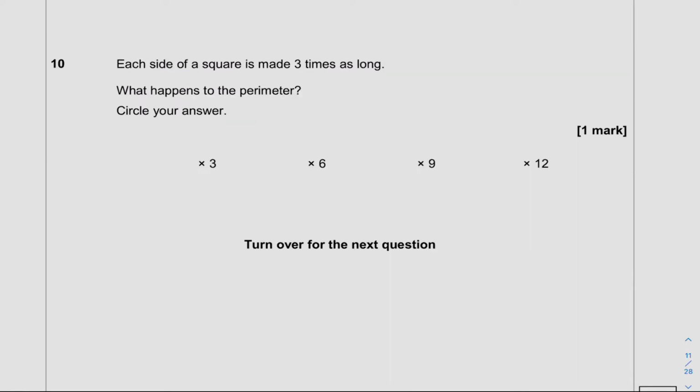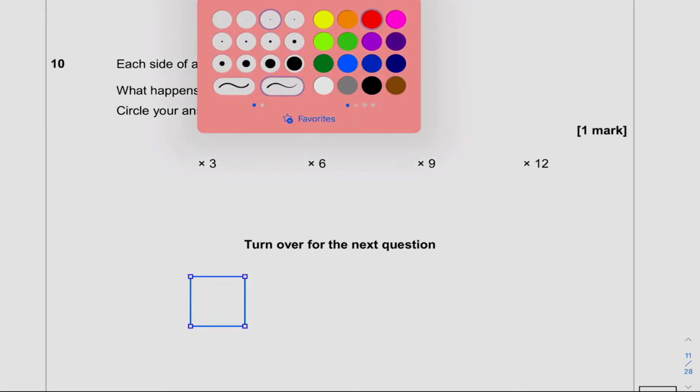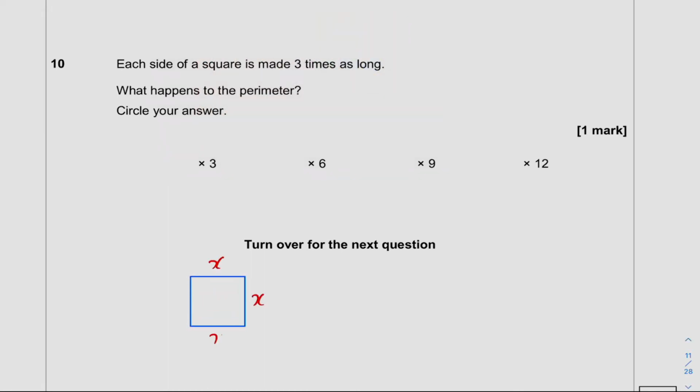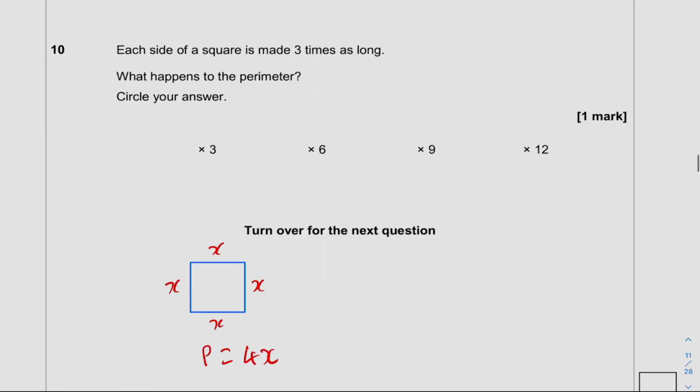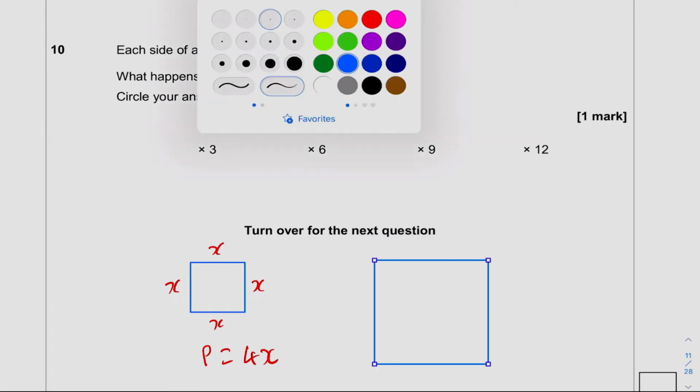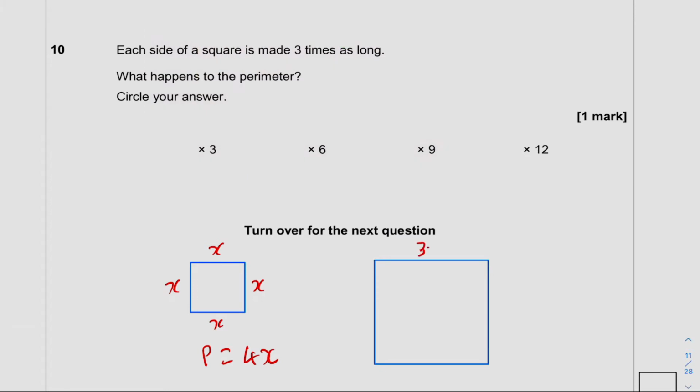So for question 10, we are told that each side of a square is made 3 times as long, and we need to say what happens to the perimeter. So let's say we've just got a regular square with lengths x. So we can therefore say that the perimeter P is equal to 4x, just adding all the lengths together. So let's see what happens when we make the sides 3 times as long. So we'll make a bigger square, and then we'll make these all 3x.